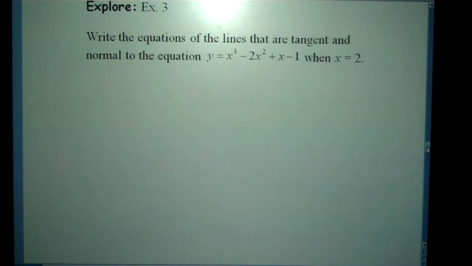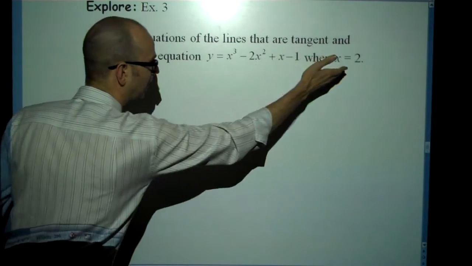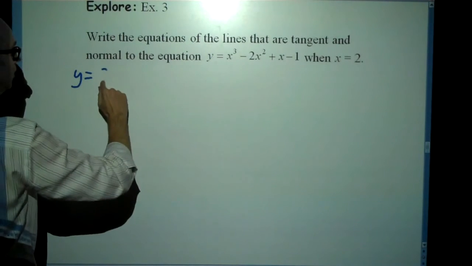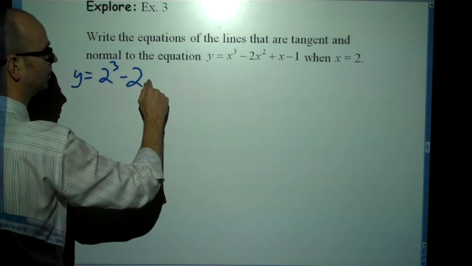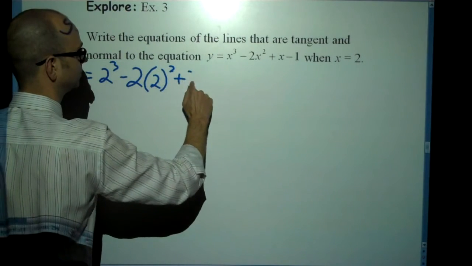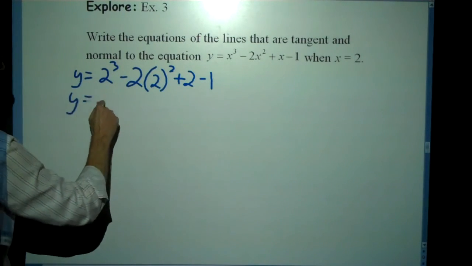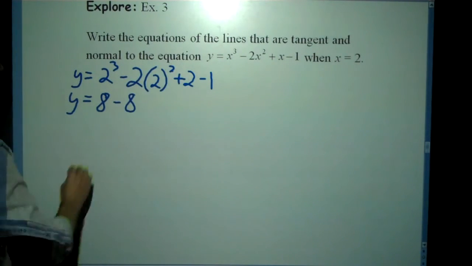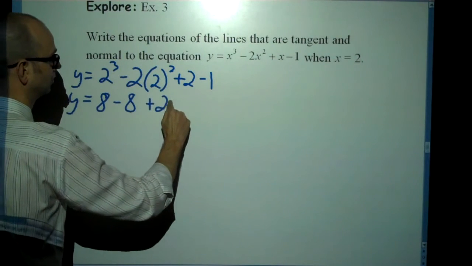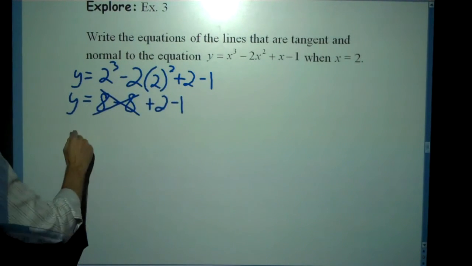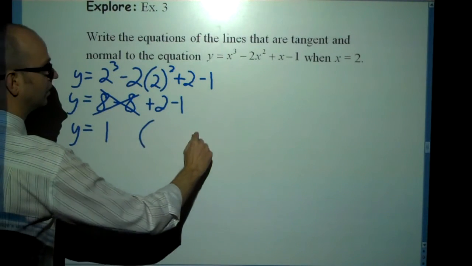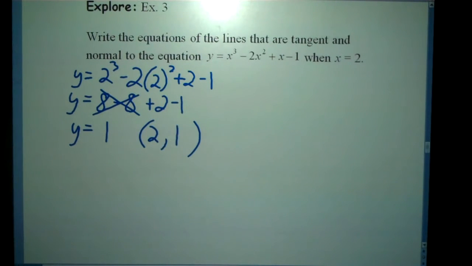All right, let's take a look at this one. Again, we need a point and a slope. We have half a point, so to get the y value for our point, we plug it in. We've got y is equal to 2 cubed minus 2 times 2 squared plus 2 minus 1. 8 minus 8, if I'm not mistaken. 2 squared, 4, times another 2 gives us 8, plus 2 minus 1. These cancel out, so I have 2 minus 1, also known as y equals 1. Love that. So my point is going to be (2, 1).